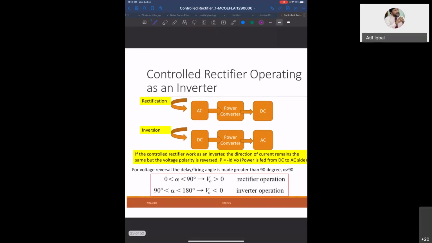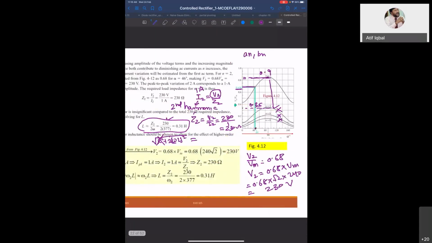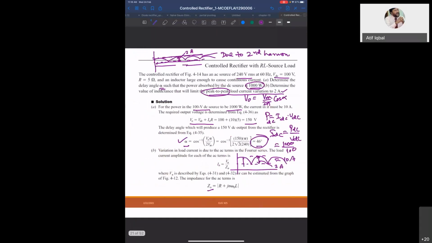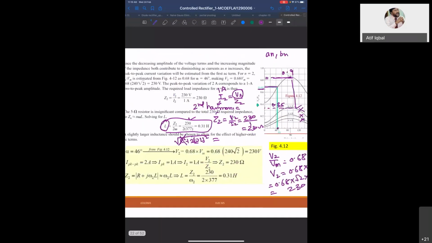Excuse me. For the previous question, we neglect the value of the resistance because it's small in comparison with the inductor. Yes, right. Because we have to find out the value of inductance. It says that the inductor is large. But if you want to include R, you can include. That will just make a very small variation in your result. Okay.